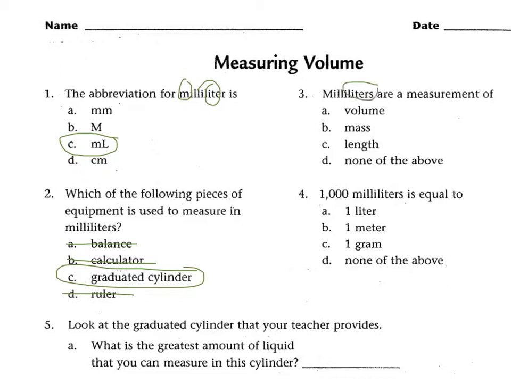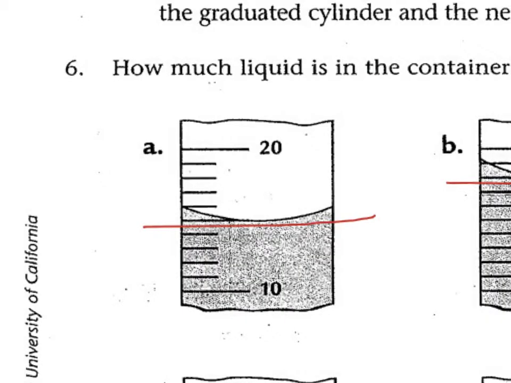Milliliters. Liter is our key word there. It tells us what we're measuring. It's a measure of how much space a liquid takes up, and another word for that is volume. Mass is measured on a balance. Length is measured with a ruler. 1,000 milliliters cannot be equal to a meter or a gram. You can never go from liters to grams or meters. Milliliters always has to be converted into liters, so the correct answer is A.